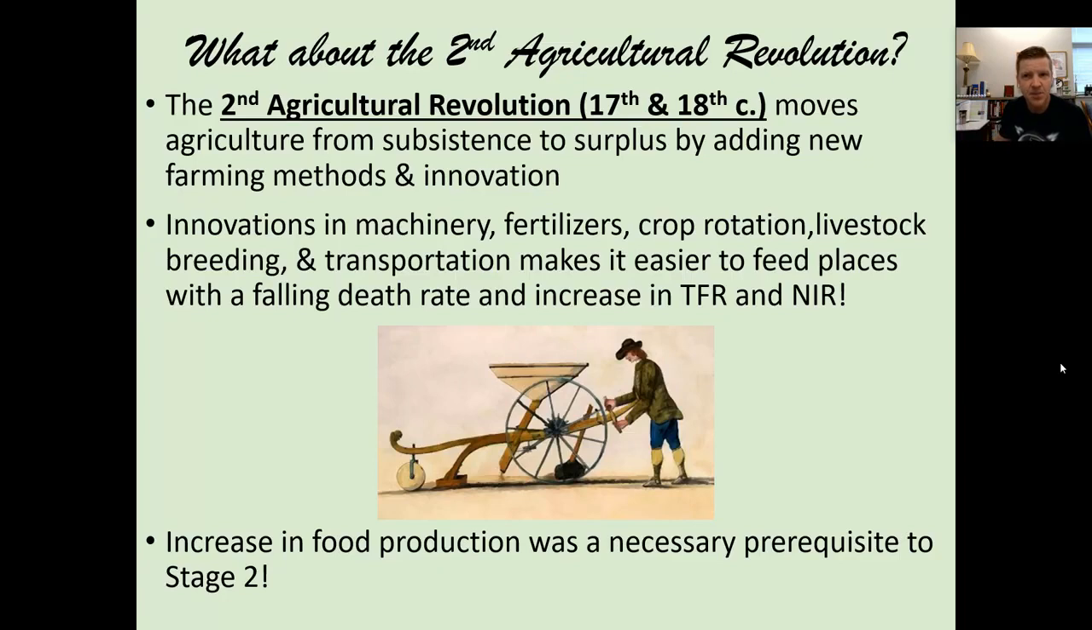Here's the thing. The second agricultural revolution goes beyond domesticating plants and animals. We figured that part out. We're going to now invent machines. We're going to now have crop rotation that is going to be suitable for restoring the nutrients of soil. We are now going to have different techniques with breeding livestock. We are going to now have transportation innovations, changes in machinery. I'm talking the cotton gin. I'm talking the reaper. I'm talking the thresher, right?